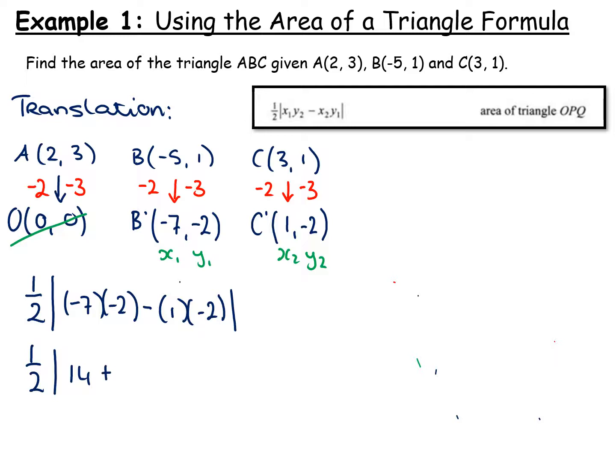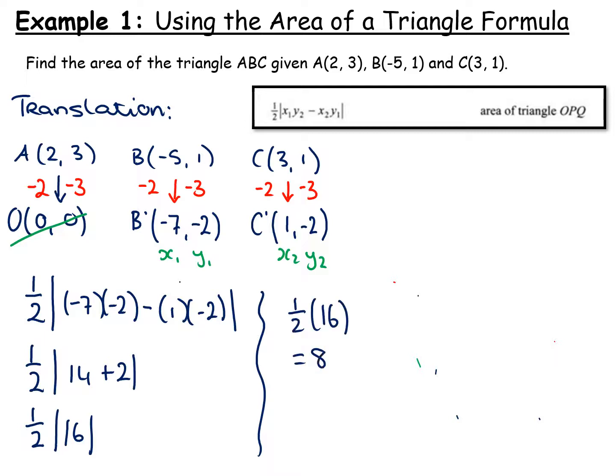14 plus 2. So that is a half of the absolute value of 16. Now, absolute value, like I said, means it has to be positive. This is okay. 16 is positive, so it's a half of 16, and that gives us 8. They didn't tell us what we have, so we talk about these as square units.